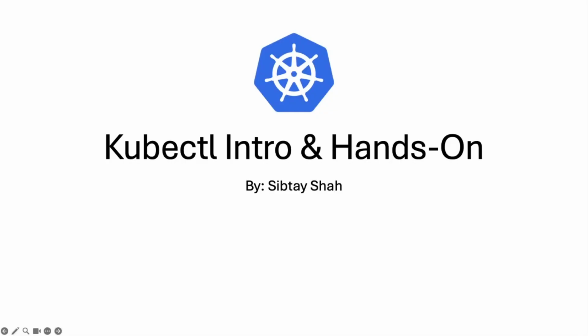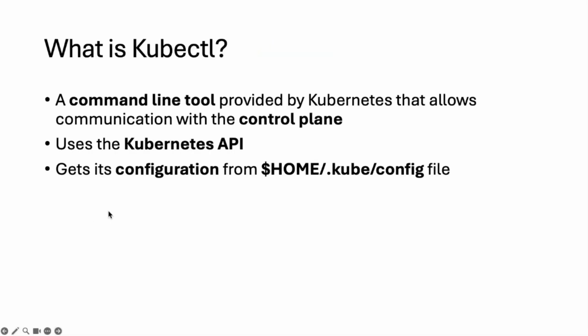And in this video, we will talk about kubectl, which is a very important command line tool to interact with Kubernetes. And if you work with Kubernetes, this is something that you would be dealing with on a day-to-day basis and working a lot. Kubectl is a command line tool provided by Kubernetes, and it allows us to communicate with the control plane. It uses the Kubernetes API, just like everything else within Kubernetes.